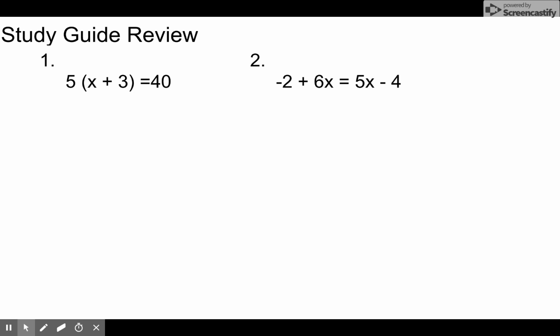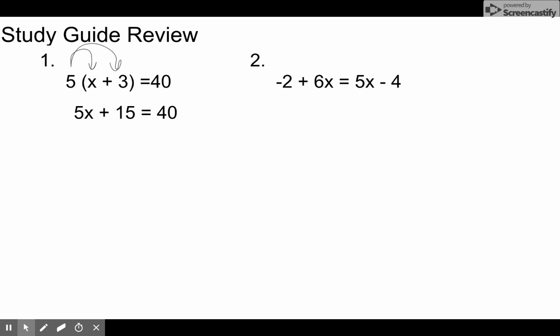When you distribute, you're going to multiply the 5 by the x and the 5 by the 3. That will get you 5x + 15 = 40. Be careful that you are multiplying the 5 by both of the numbers. So this is 5x, and then 5 times 3 would be 15. They're connected by the addition, because 5 times 3 is a positive 15.